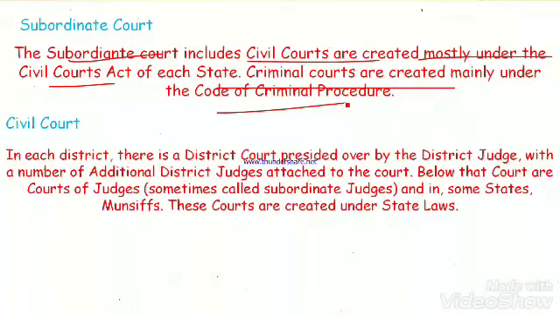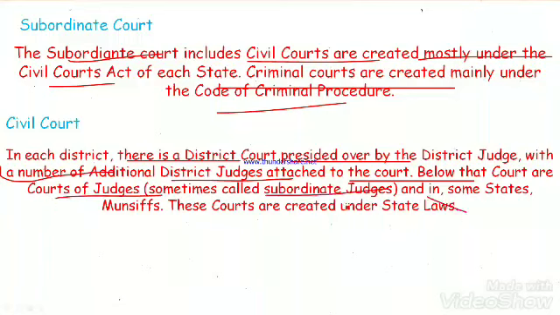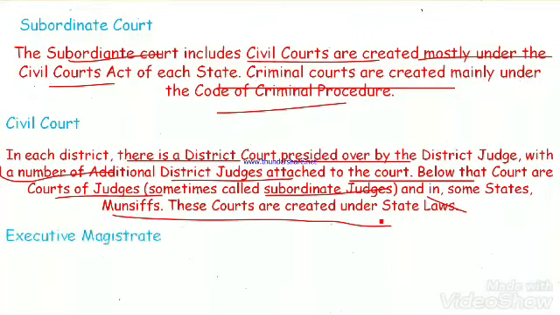Okay. Then the next one is civil courts. For all civil cases in each district, there is a district court presided over by the district judge with a number of additional judges attached to the court. Below that, there are courts of judges, sometimes called subordinate judges. In some states, municipal courts are created under state laws. For example, some district courts will be set up by the state government for the justice of citizens related to civil matters.